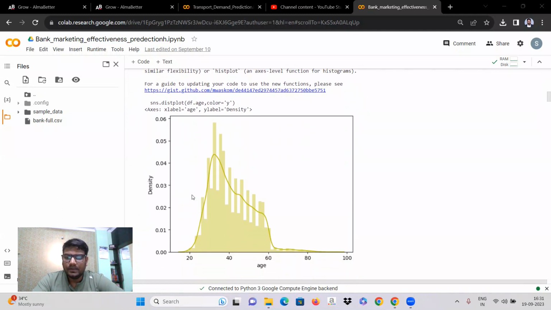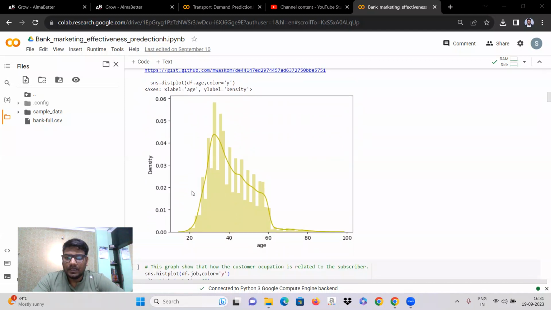We see that most of the customers who subscribed to a term deposit were between the age of around 35 to 60, and before and after that the frequency of term deposits decreases significantly.